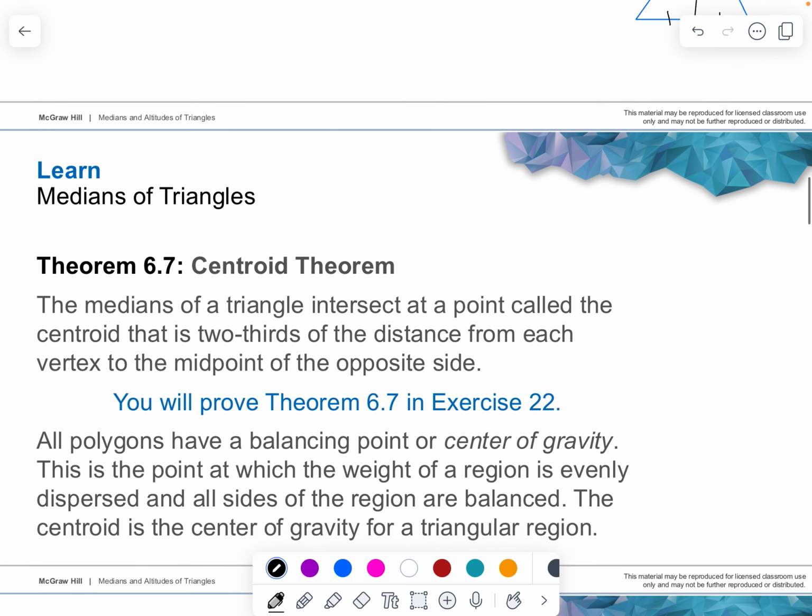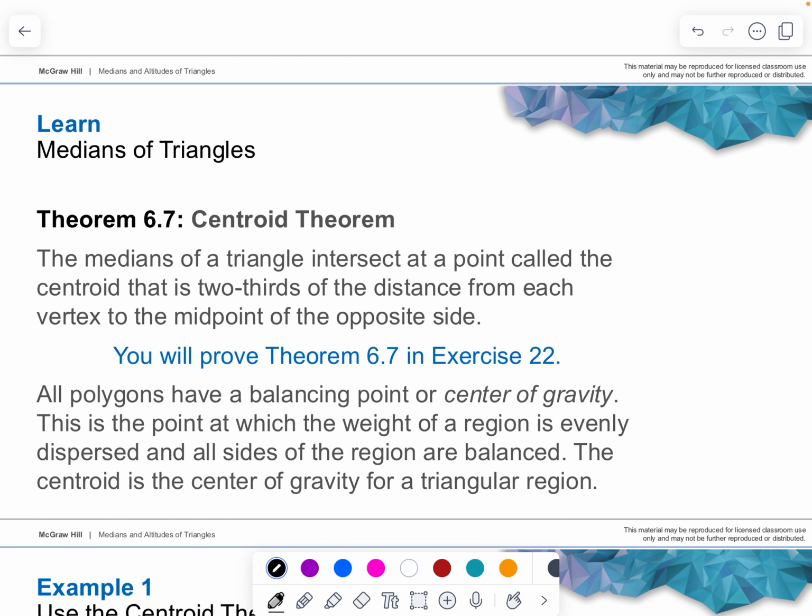So let's see. The medians of a triangle intersect at a point called a centroid. That is 2/3 of the distance from each vertex to the midpoint of the opposite side. So that is really cool. 2/3 of the distance. Okay.